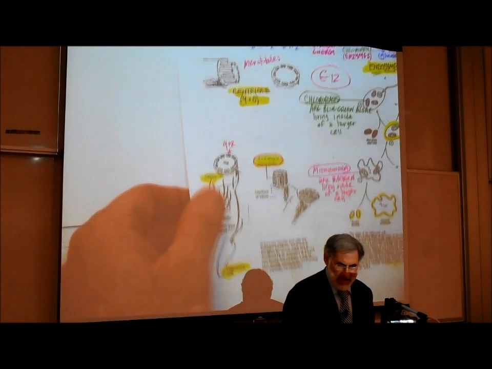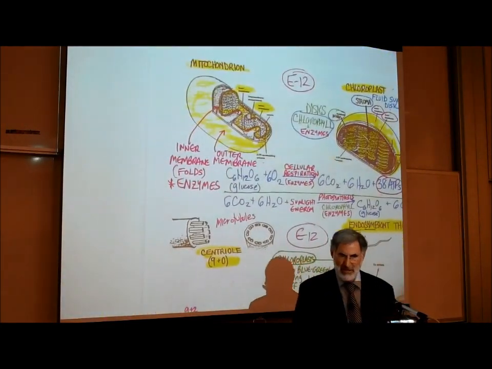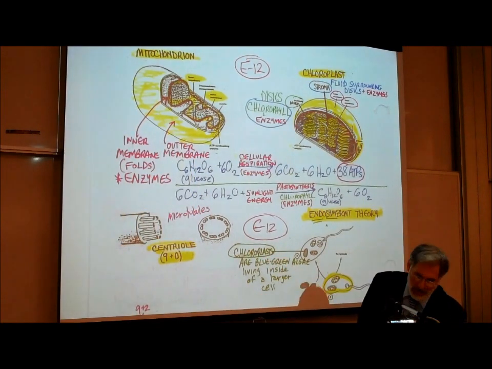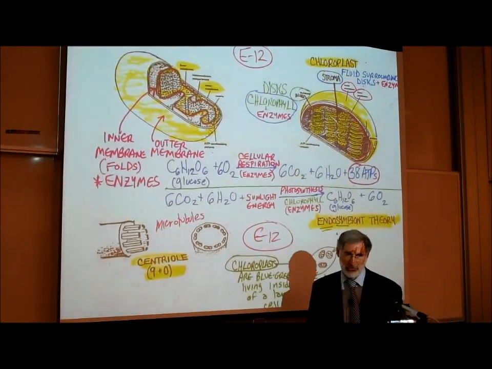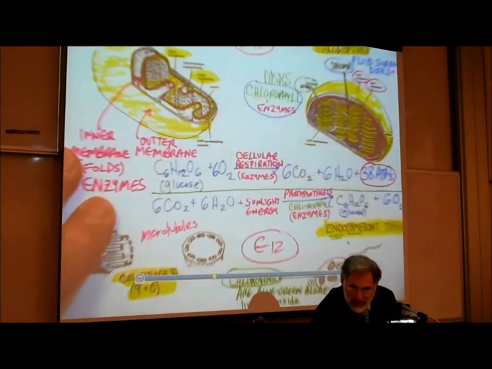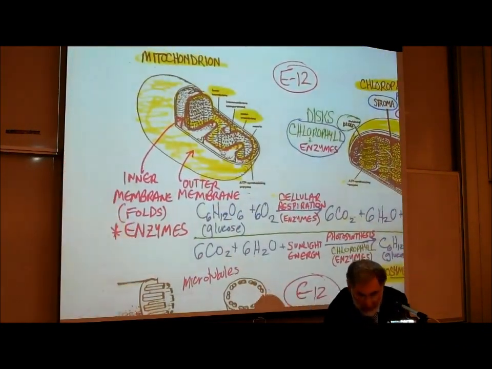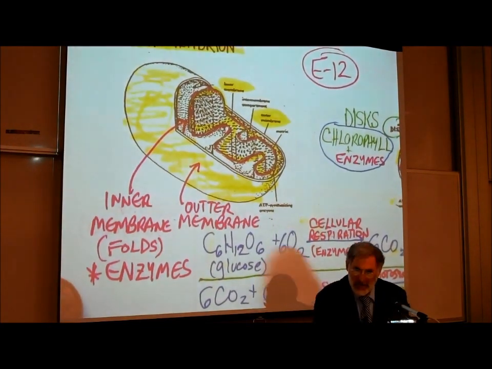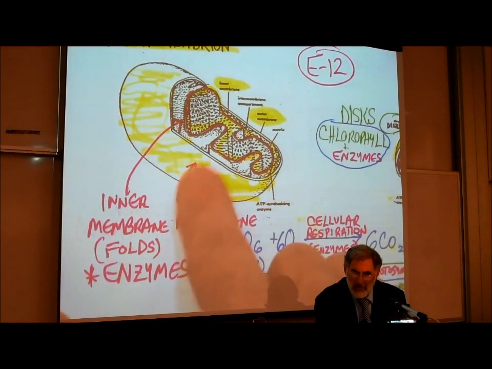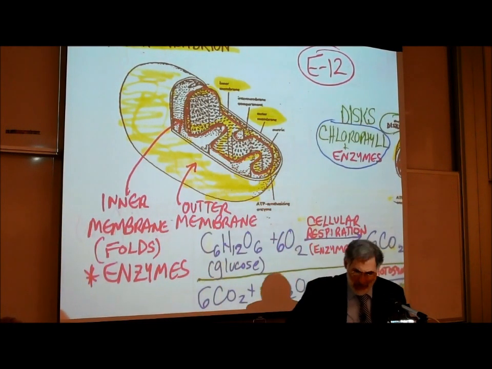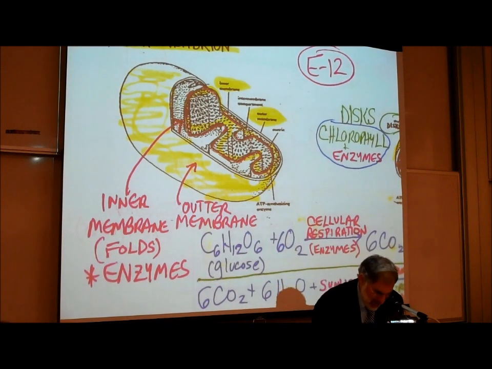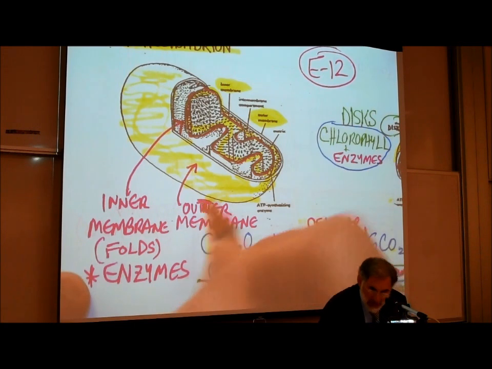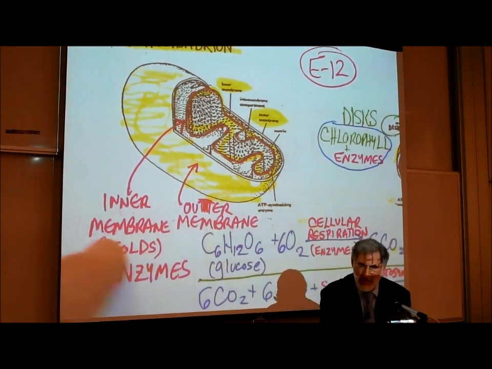Okay, on E12, at the very top left. So on the very top left, this shows an enlarged view of a mitochondrion, kind of a three-dimensional view. And a mitochondrion is characterized by having an outer membrane and an inner membrane. Incidentally, outer is just one T. But anyhow, it has an outer membrane and an inner membrane.